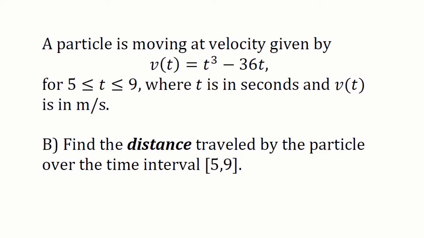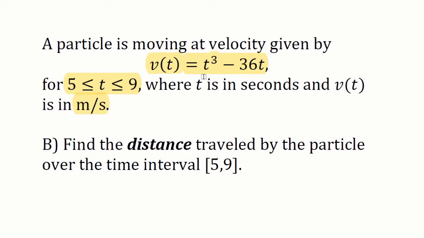Okay, so just like what I said, and just like the reason I was pointing out earlier, now part B of the example has the exact same given information. We have a particle moving at a known velocity, t cubed minus 36t. So velocity is a function of t. The velocity of that particle is changing depending on what t instant it is. The time interval we're looking at is from 5 to 9 seconds, and the units measured here are meters per second.